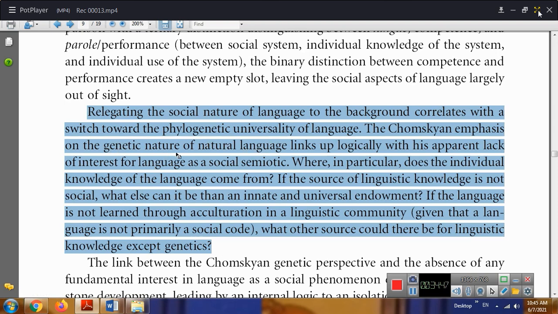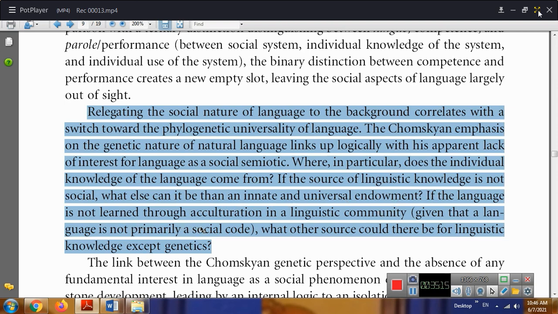They should know that the genetic nature of natural language links up logically with his apparent lack of interest in language as a social semiotic. Where in particular does the individual knowledge of the language come from? If the source of linguistic knowledge is not social, what else can it be than an innate and universal endowment?